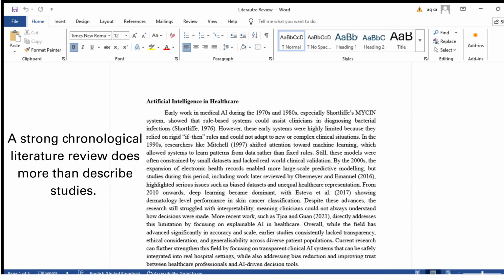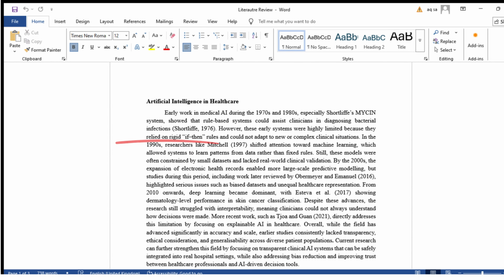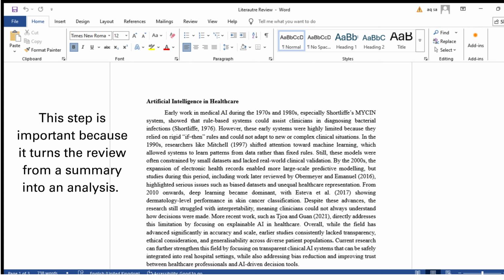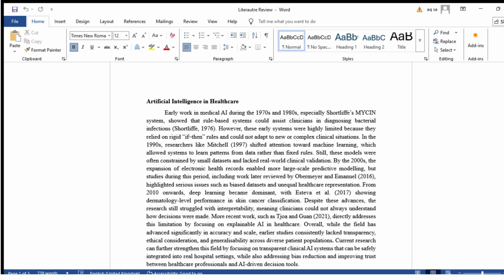Adding critical thinking. A strong chronological literature review does more than describe studies. It also includes personal evaluation of how the research has developed over time. This means looking at what each stage contributed and how well earlier ideas worked or failed. This step is important because it turns the review from a summary into an analysis. It helps show how the field has progressed and where disagreements or weaknesses still exist. This also helps build a clearer understanding of how research knowledge is shaped over time.